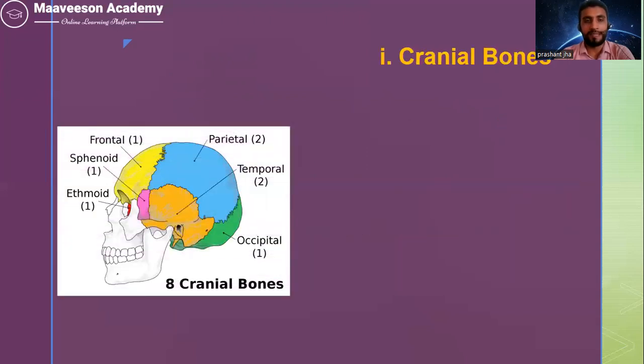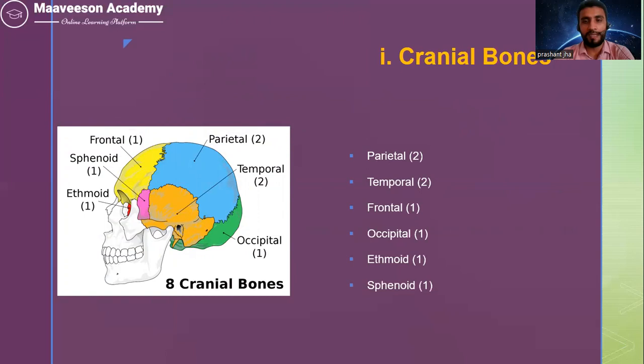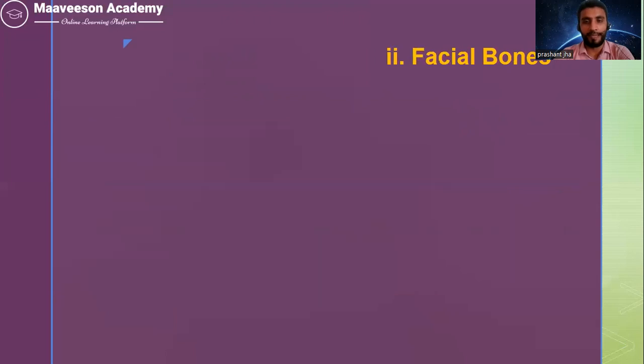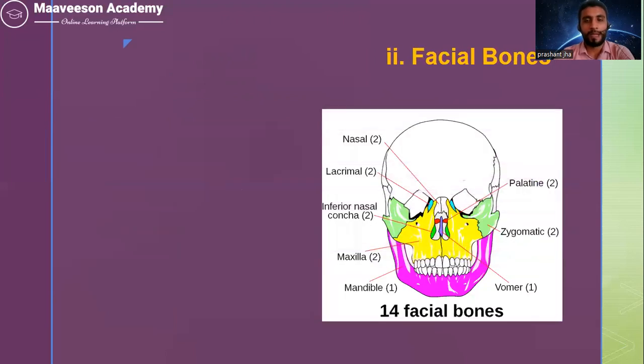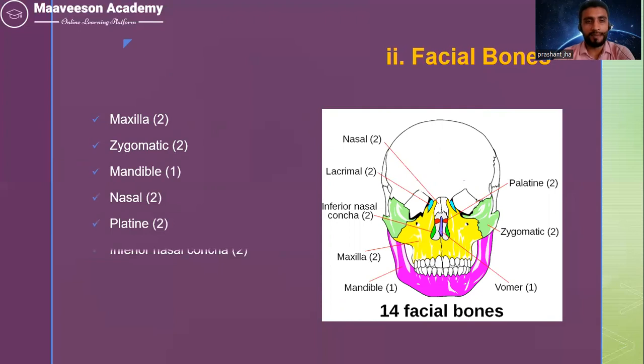You can see in this image the distribution of the cranial bones: two parietal, two temporal, one frontal, one occipital, one ethmoid, one sphenoid. And these are the facial bones: two maxillary, two zygomatic, one mandible, two nasal, two palatine, two inferior nasal concha, two lacrimal, and one vomer bone.